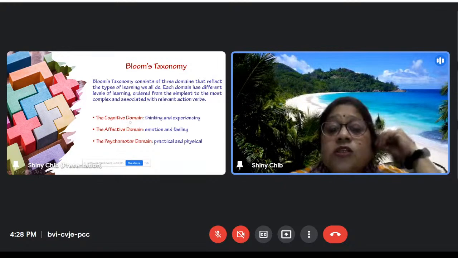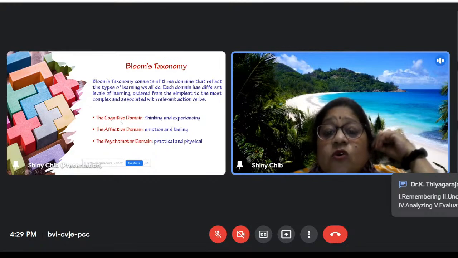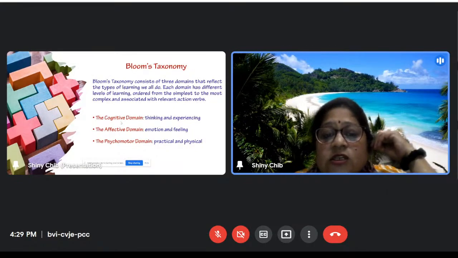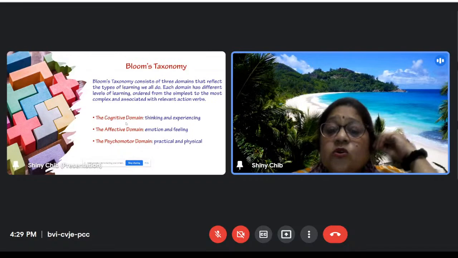Okay, what is the cognitive domain? Cognitive domain deals with thinking and experiencing. It tries to enhance, upgrade and chisel the way your thinking process is. Somebody was telling me about creativity, innovation, out of box thinking, lateral thinking. Here you can shed the traditional way of thinking and come up with lateral thinking, out of box thinking.